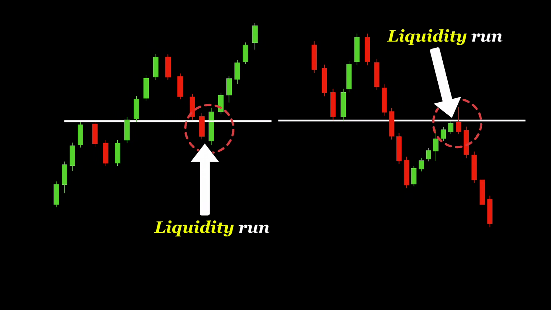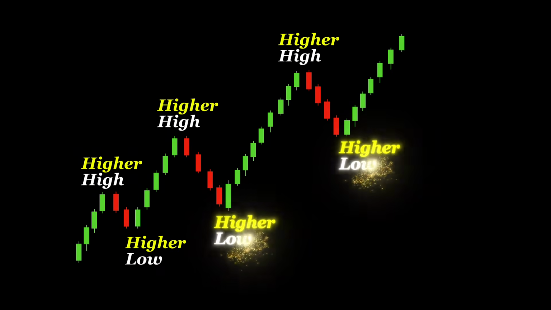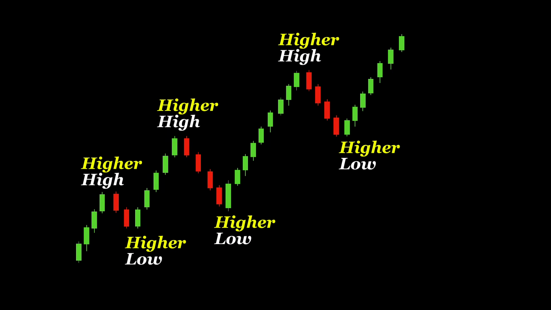To trade liquidity runs effectively, you first need to understand trending market structure, because liquidity runs happen inside trends, not during ranges. An uptrend is simply a sequence of higher highs and higher lows. Think of it as climbing a staircase. Each step higher shows that buyers remain in control. The reason is straightforward. Demand is greater than supply, buyers are willing to accept higher prices, and sellers don't have enough pressure to stop the advance.